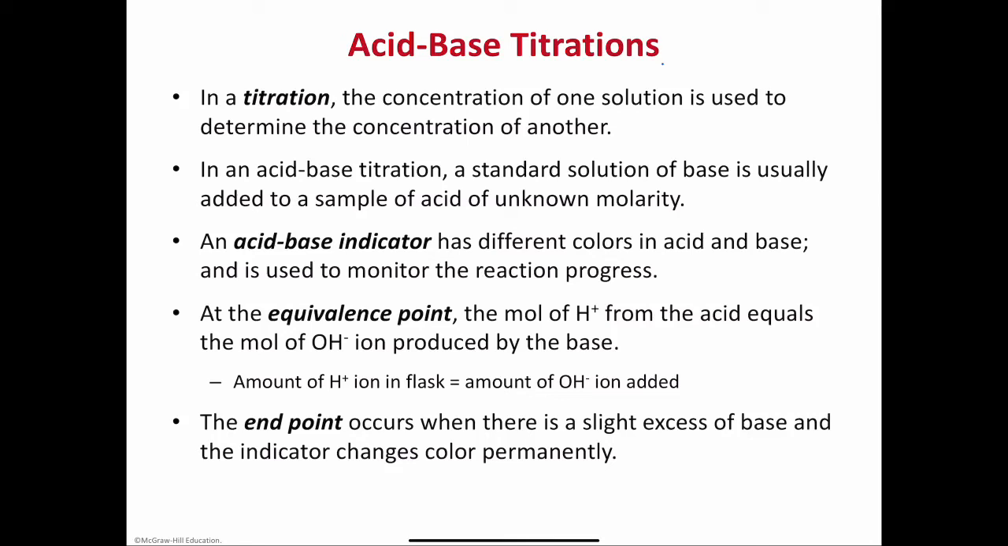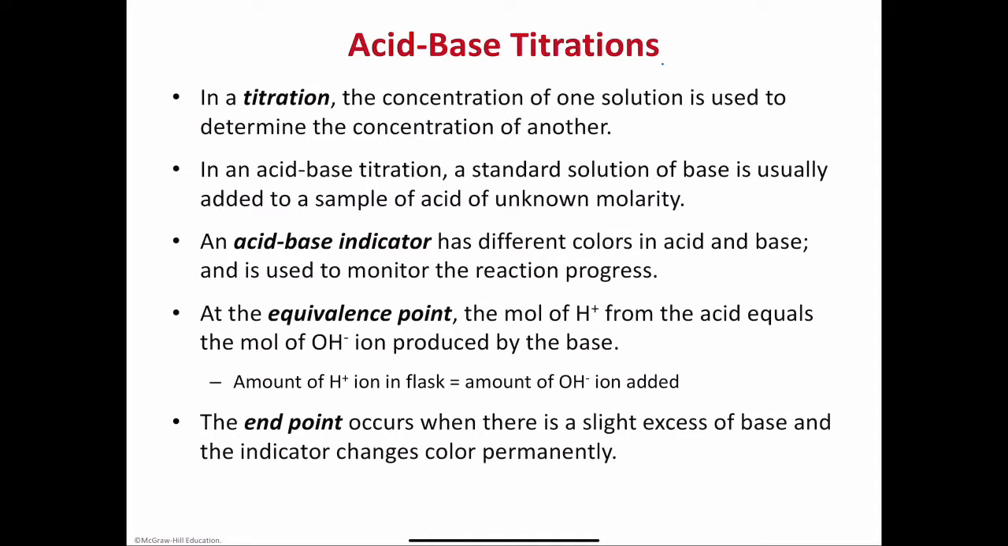Let's talk a little bit about the stoichiometry of acid-base reactions and also about acid-base titration. So in a titration, the concentration of one solution is used to figure out the concentration of another solution. So you're basically using one solution, you know the concentration of it, and you're going to leverage that information to help you determine the concentration of another solution.